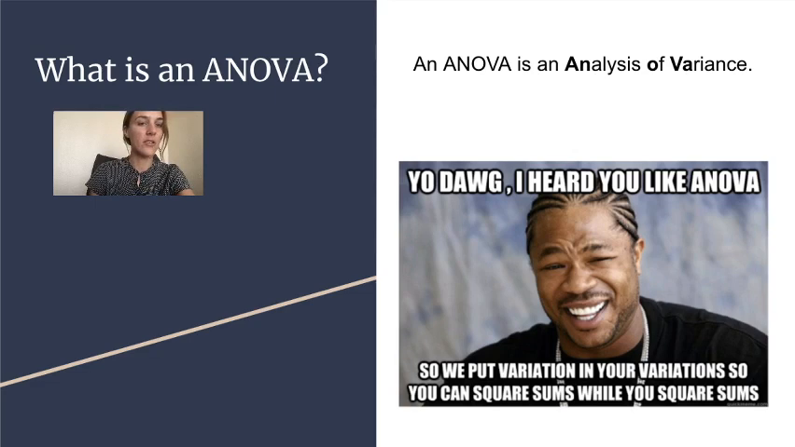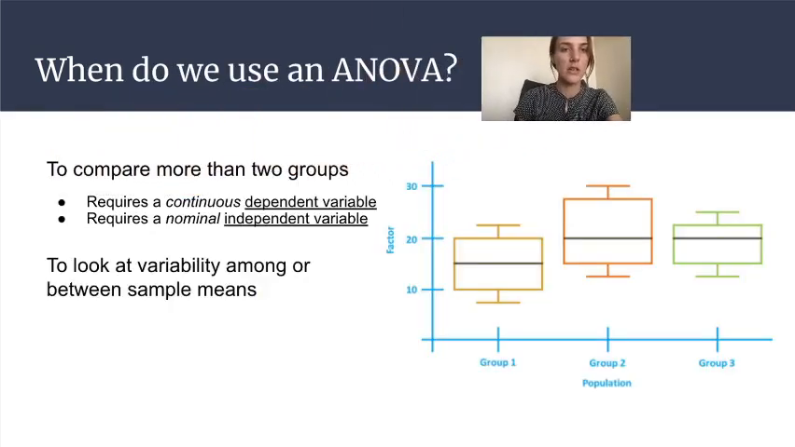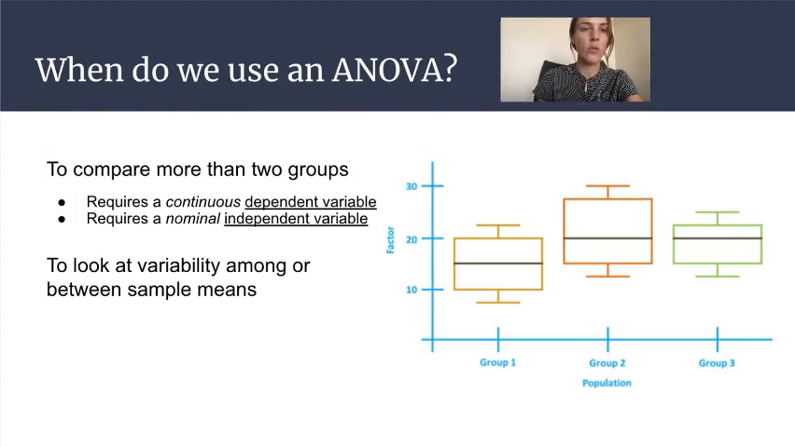But an ANOVA requires some specific types of data in order for us to run one. We use an ANOVA when we can compare more than two groups, so 3 or more groups. We need a continuous dependent variable. Remember, a dependent variable is a sort of outcome of a study. And it requires a nominal or categorical independent variable.